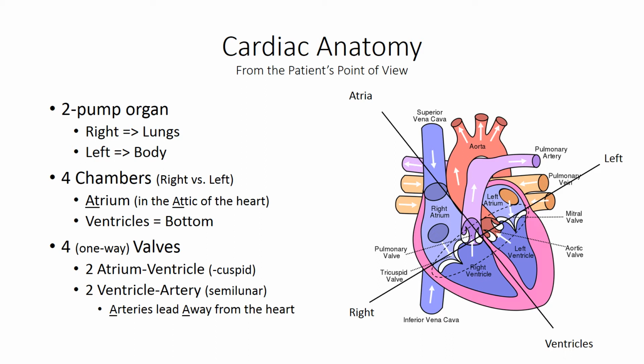Now you have 2 valves between each of the left and right atrium and ventricles, and then you also have 2 semilunar valves that separate the ventricle and the artery. Now remember, arteries always lead blood away from the heart.